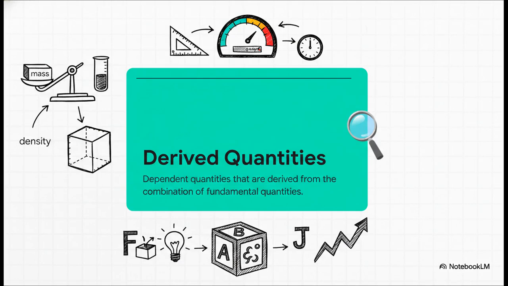The big takeaway here is that a derived quantity is always dependent on the fundamental ones. You see, you can't have something like speed if you don't first have a concept of distance and time. You can't talk about density without first understanding mass and volume. They are all derived from that original 7-letter alphabet.